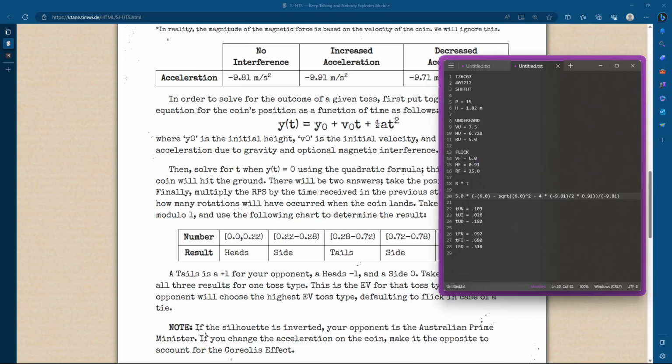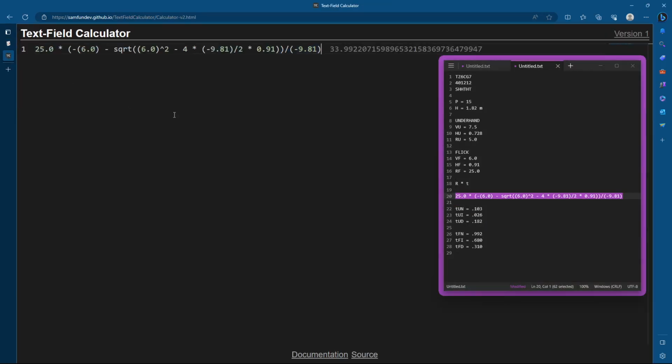And this would stay the same, but the rotations would also change. The rotations from the flick is quite a bit. It's 25. And if we were to plug this in, let's just do it one more time. That would give 33.992. Get rid of the 33, we have 0.992. So that would be where on the coin it lands if it was flicked. That's the F, and no acceleration from gravity.